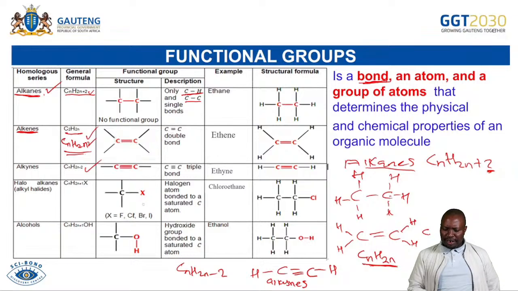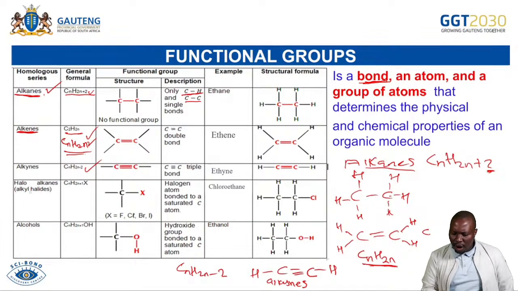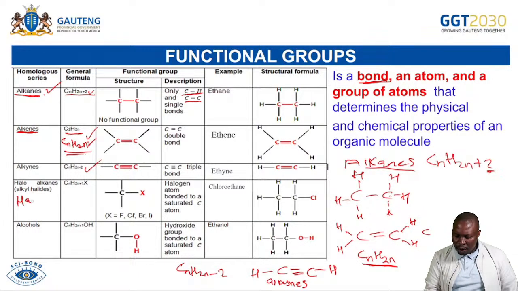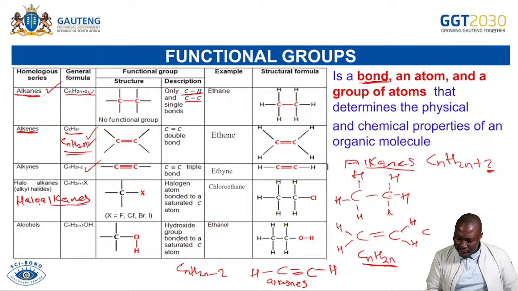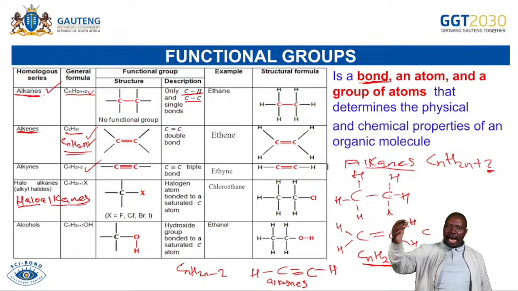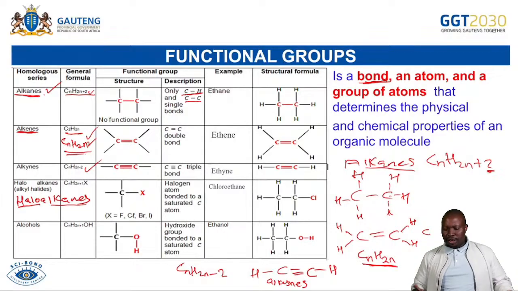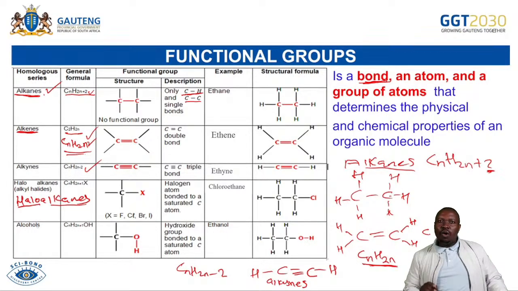Now, how do you differentiate haloalkanes from alkanes, for example? You can see that the name haloalkanes is saying this is an alkane with a halo. A halo stands for a halogen. So when we have an alkane and we substitute one hydrogen there with a halogen, we refer to it as a haloalkane.